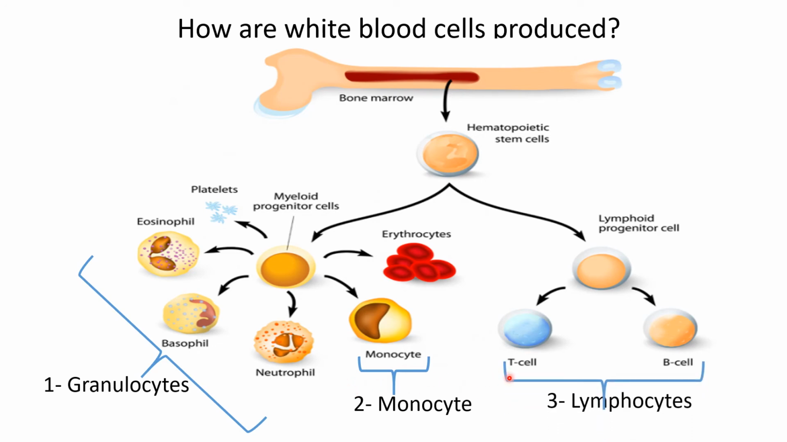However, a third type of white blood cell called lymphocyte is produced by the lymphoid progenitor cell. And these lymphocytes are of two kinds, T cells and B cells. And the last type of white blood cells is called mast cells and is produced by the myeloid progenitor cells.